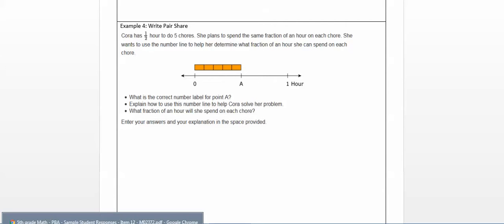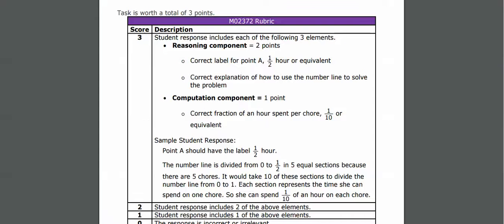I'm actually going to now pull up the exemplar from Park. Same item from Park. We want students to be able to correctly label point A as 1/2 an hour or equivalent, and an explanation of how to use the number line. What that looks like is down here. The number line is divided from 0 to 1/2 in 5 equal sections because there are 5 chores. It would take 10 of these sections to divide the number line from 0 to 1. Each section represents the time she can spend on one chore, so she can spend 1/10 of an hour on each chore.